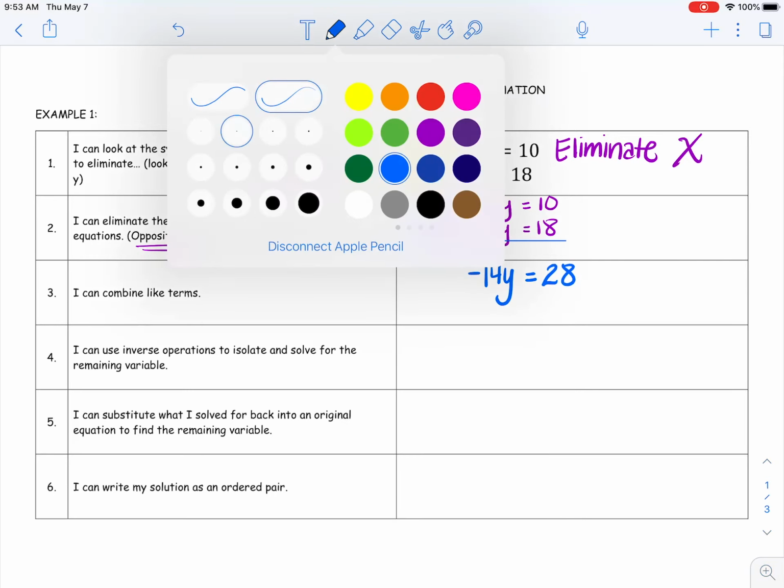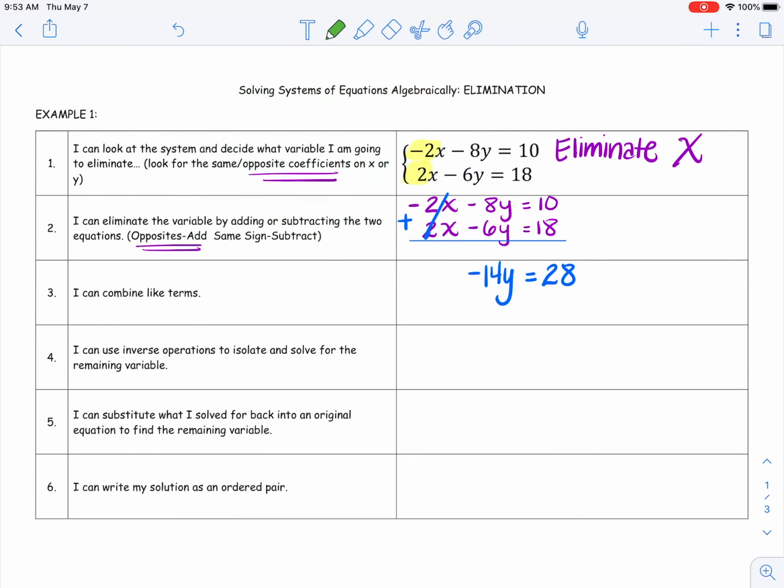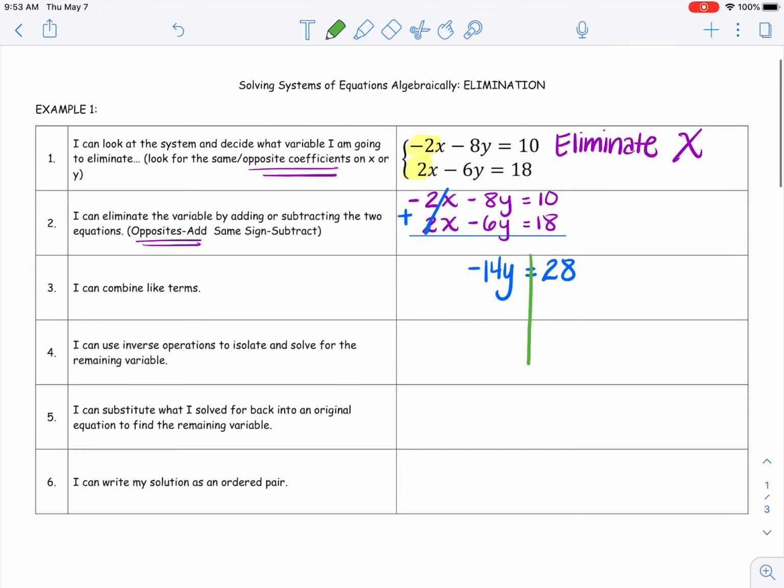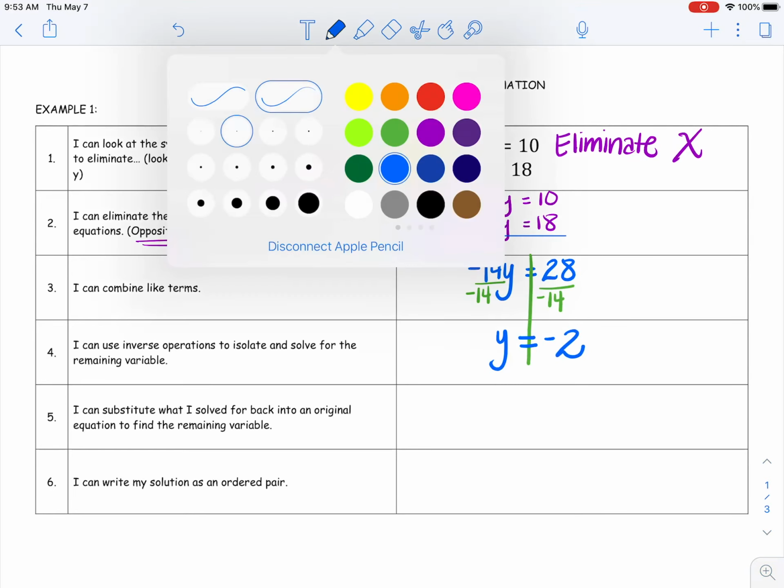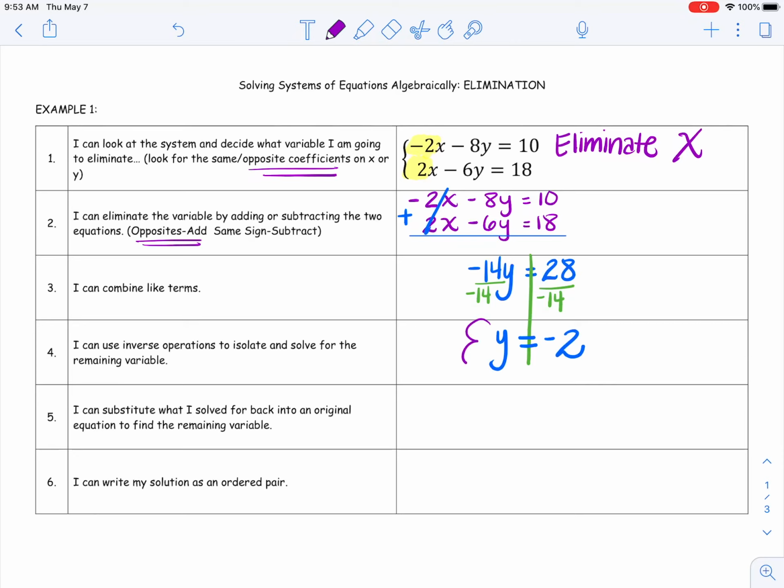Okay, so moving along, we are now being asked to use inverse operations to solve for the remaining variable. Well, we're solving for y, so we're going to do inverse operations to get y by itself, and the way that we're going to do that is we need to get rid of this -14 out in front, which we'll do by dividing, because dividing undoes multiplication. Okay, so then I'm left with y equals -2, and I am going to bubble that in because I need that for my final answer.